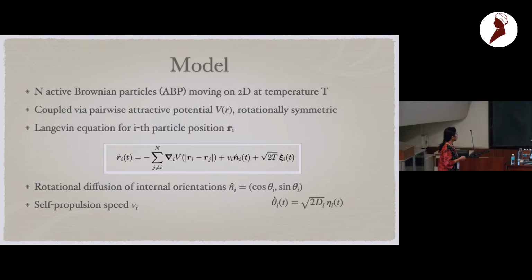If we look at the motion of the ith particle, this is the equation of motion. We are working in the overdamped regime. We have R_i dot, and this is the force on the ith particle from all the other particles, the gradient of V, the potential, and then there is a thermal noise, and this is the self-propulsion term. v_i is the self-propulsion speed of the ith particle, n_i is its orientation vector, which slowly diffuses with some diffusion coefficient D_i. This is our model, and we will analyze this step by step.